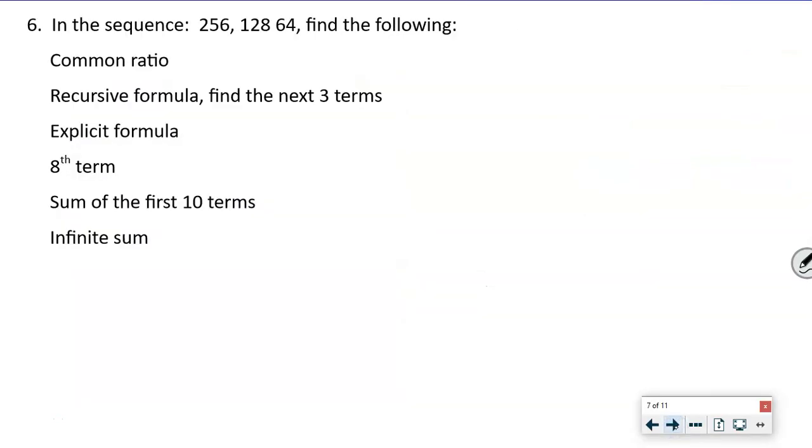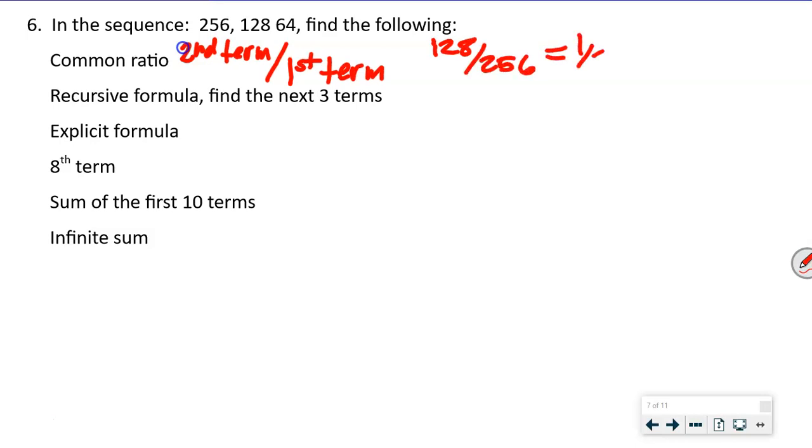So number 6 has to do with sequences and series, okay? So we have in the sequence 256, 128, and 64 that it wants us to find the common ratio. So remember, when we do this, we're going to do our second term, and we're going to divide it by our first term, okay? So that means we're going to take 128 and divide it by 256, and that equals 1/2. So that's our ratio.